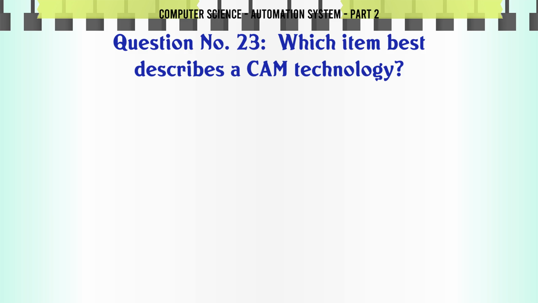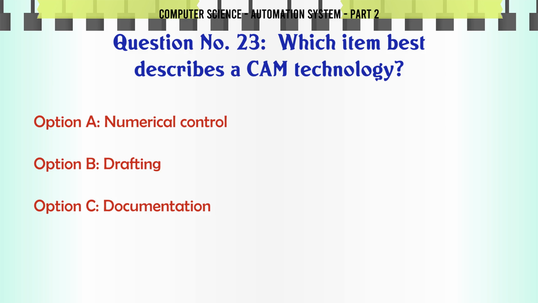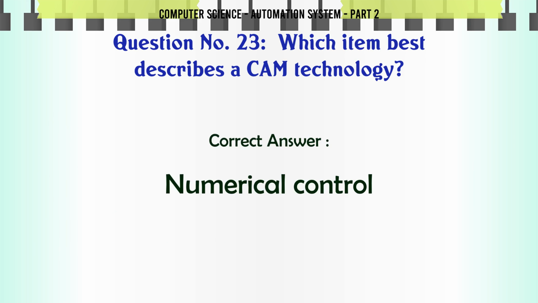Which item best describes a CAM technology? A. Numerical control, B. Drafting, C. Documentation, D. Geometric modeling. The correct answer is numerical control.